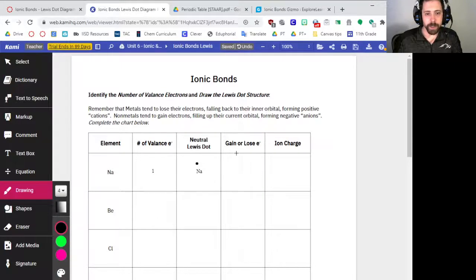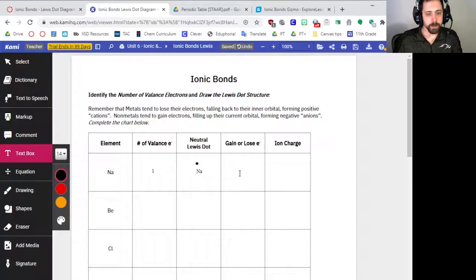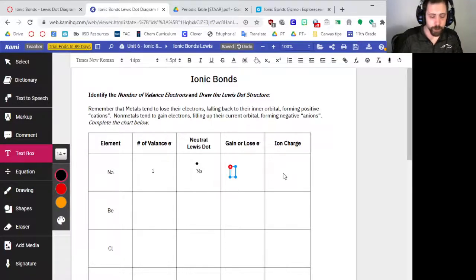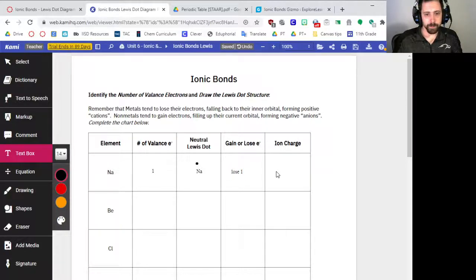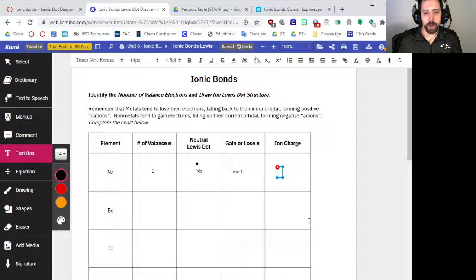Now it's asking, are we going to gain or lose electrons? Sodium is a metal, so we should lose 1. In this last column, what is our ion charge? Well, if we lose 1 electron, electrons are negative, right? So if we lose a negative, what is our charge? Our charge should be positive. So I'm going to say positive, and we just lost 1 electron, so positive 1.